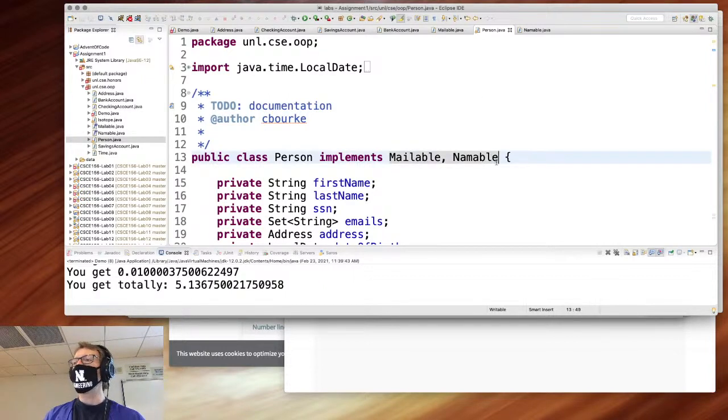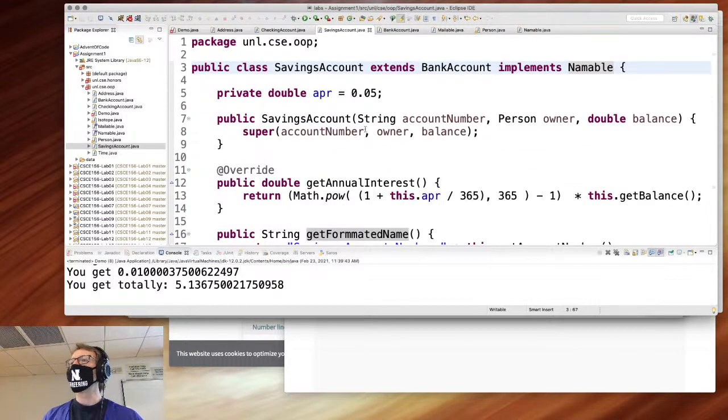You can implement as many as you want, but you cannot extend multiple. You can't extend bank account and say, I don't know, person, right? You can't do that. You can only extend one class in Java. There are languages that allow you to extend multiple classes, something like C++. And it's a very, very bad idea because then you hit what's called the diamond problem, and we'll talk about that later. Okay.